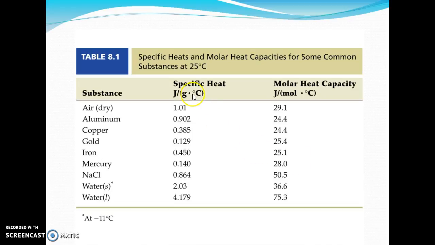Here are the specific heats and molar heat capacities for some common substances at 25 degrees. So this is in grams and this is in moles. And you can see that liquid water has a higher specific heat and molar heat capacity than anything else on the list. That, by the way, is because of its polar nature and its hydrogen bonding.